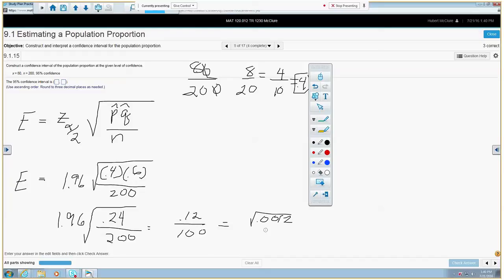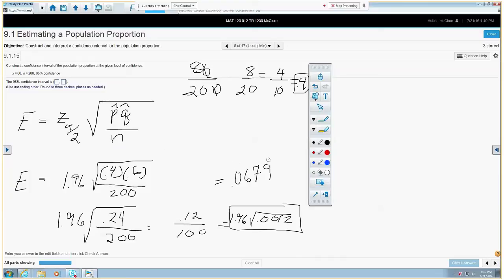And then 1.96 times the square root. Now, if you need a calculator, this is where you need it, because nobody's going to tell you the square root of 0.0012. So you have to do that in the calculator and multiply that by 1.96. What do you get? I got 0.06789. How many decimal places do you want? We round up. Okay, 0.06789.